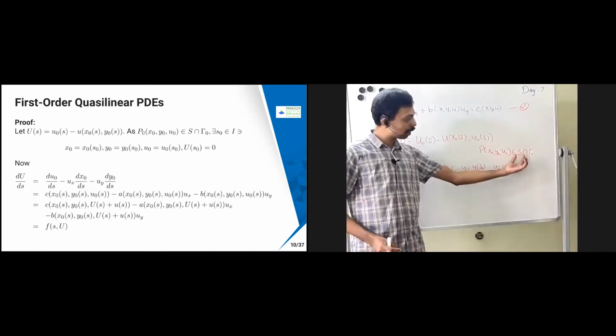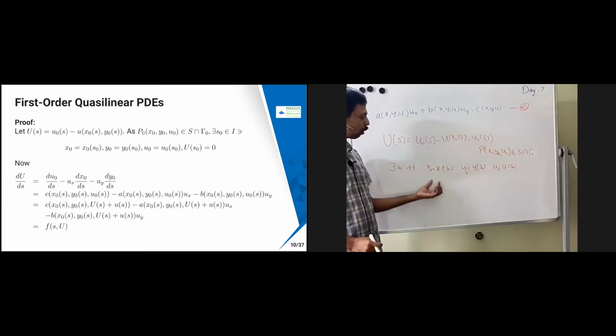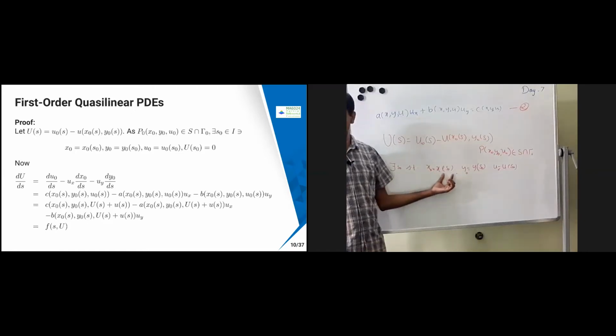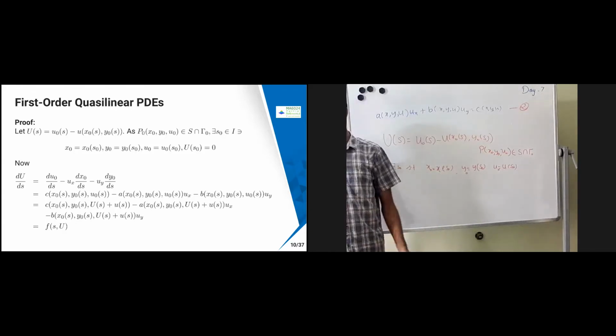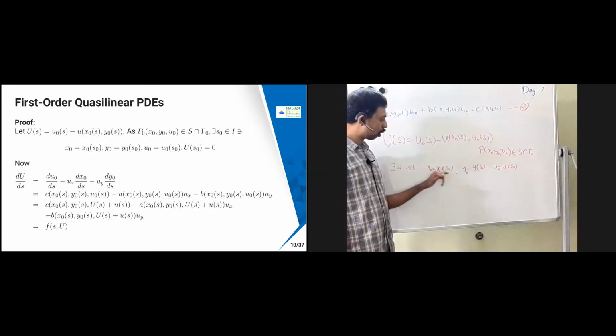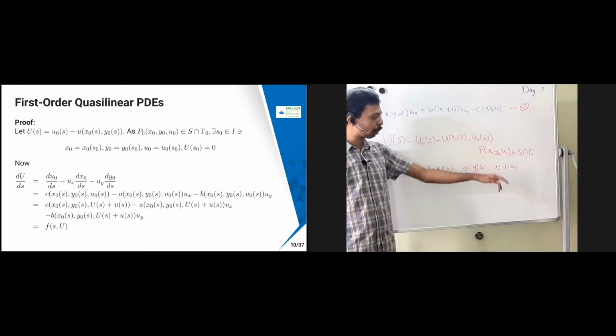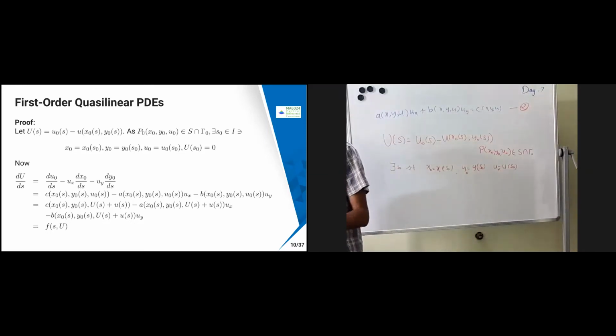But what is S? S is nothing but the integral surface. Since x naught belongs to S, it is going to be something like x of s naught. Everything on the integral surface can be written as x of something. That is the reason we have x naught equal to x of s naught, and by the same reasoning y naught equal to y of s naught. It is belonging to both places.